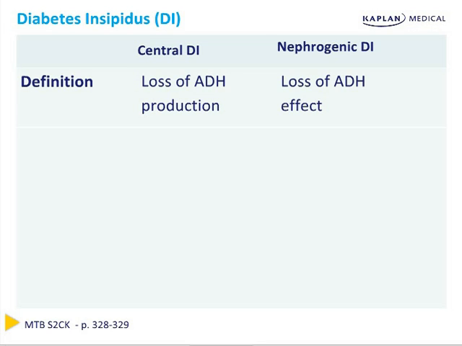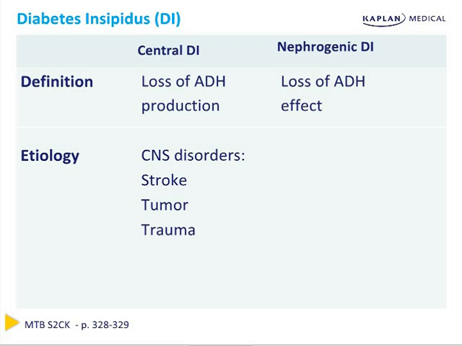By definition, nephrogenic diabetes insipidus is not a problem with production, but rather an effect on the target organ. So the antidiuretic hormone is present in normal levels in the blood, but isn't able to exert its effect on the kidney. Some etiologies you'll want to be aware of for the USMLE Step 2 for diabetes insipidus that is central in origin are CNS disorders such as stroke, tumor, trauma, hypoxia, and infection.